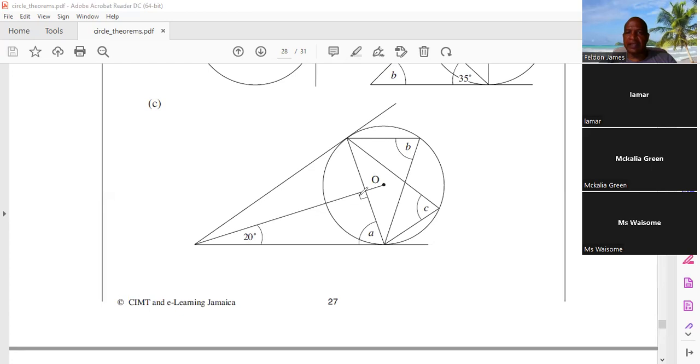Well, they give you 90 degrees here. So that's something to start off with. So if you know that this is 20, A must be what? 70, sir. A would be 70.